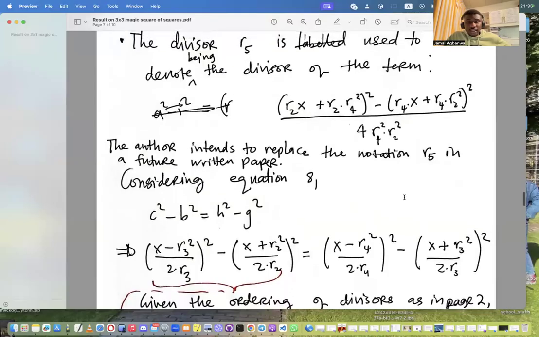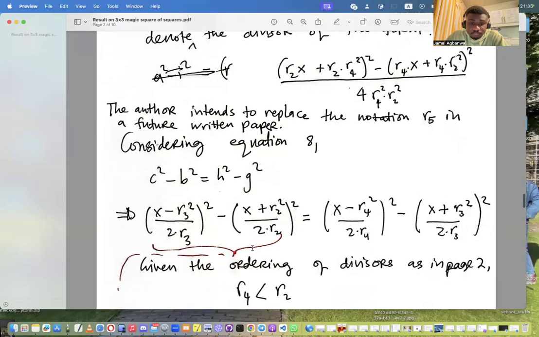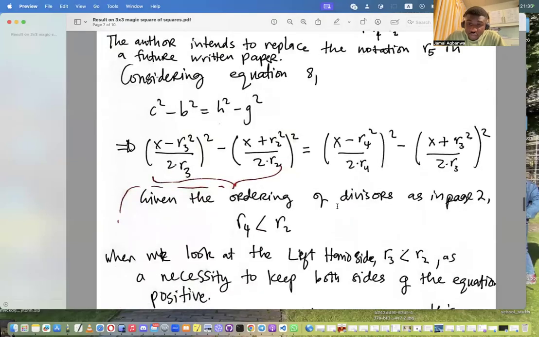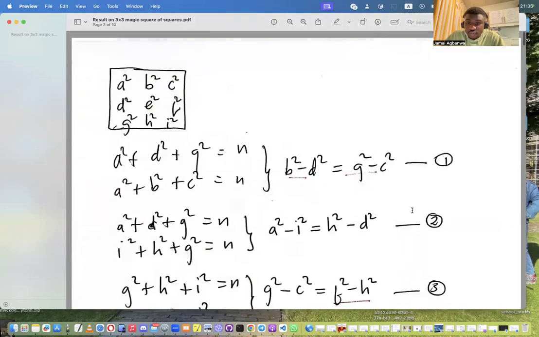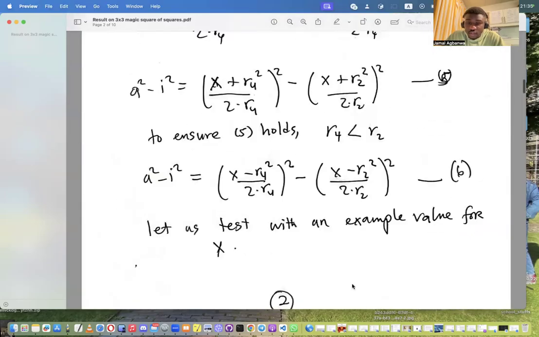So yeah, coming to considering equation 8, at this point we've been able to determine that R subscript 4 should be smaller than R subscript 2, you know. But what about the divisor R subscript 3? So in this sense, given the ordering of divisors as in page 2 over here, this is what I mean at ordering.